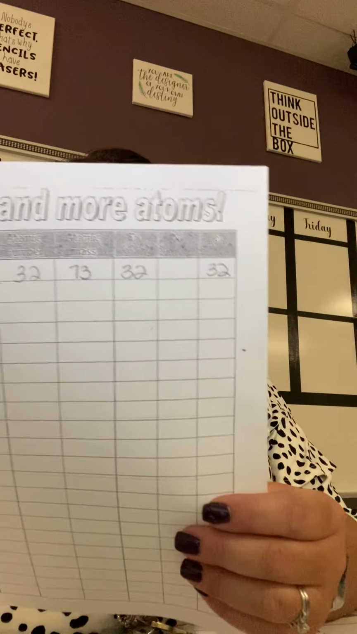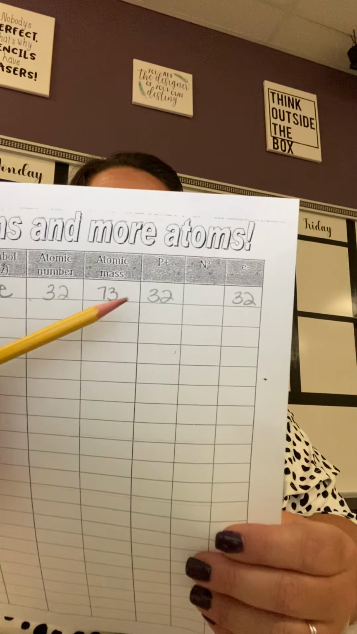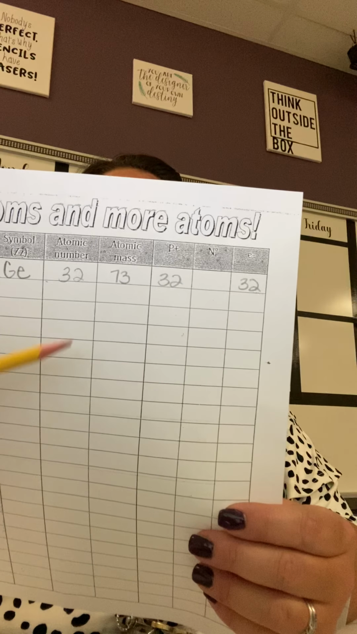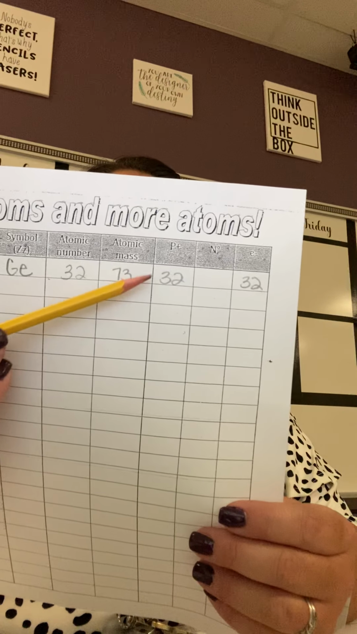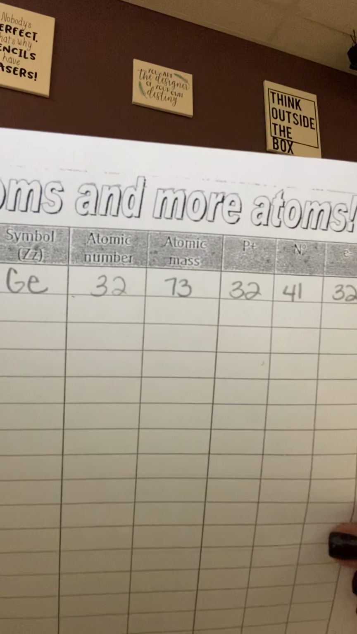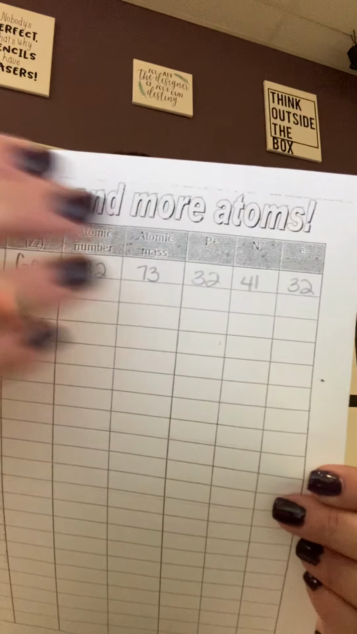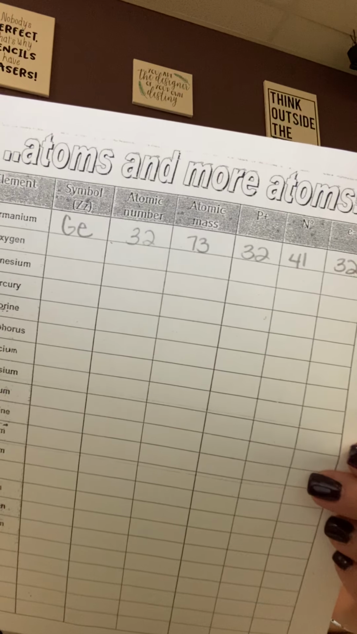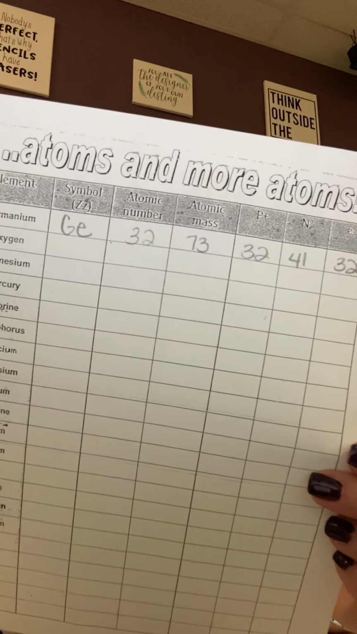Pretty easy, right? Now we got to figure out our neutrons. So we're going to subtract 73 minus 32. So we do 3 minus 2, that should give us a 1. And 7 minus 3 should give us 4. So our neutrons are 41. Hopefully I'm not messing up my math here. So that's all you're going to do on this one. All the way across, and you're going to do them all the way down. All right?